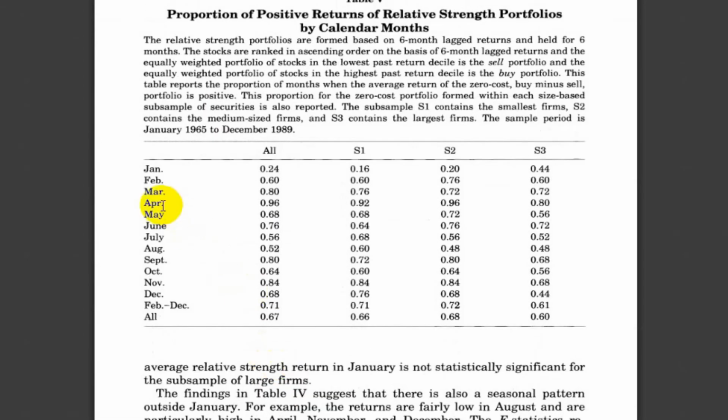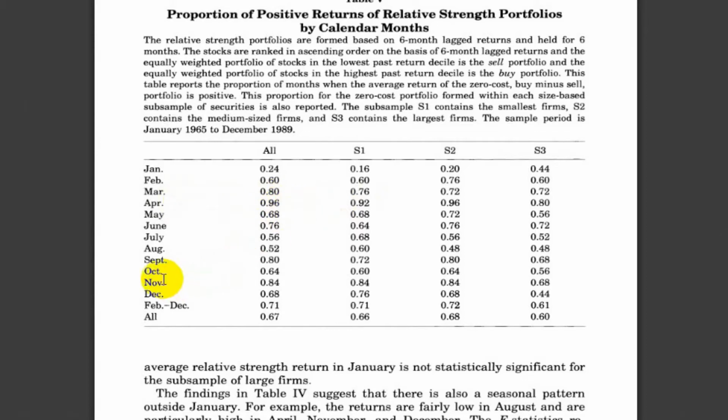What's interesting to see is that 96% of the Aprils over the sample period showed positive returns of the buy minus sell. The authors find this may be due to the pension rules, where companies have to contribute money to their pensions before April 15th in order to get the tax reduction for the prior year. And if the portfolio managers of the pension funds use a relative strength strategy, then this demand for those securities will increase the returns for that strategy.